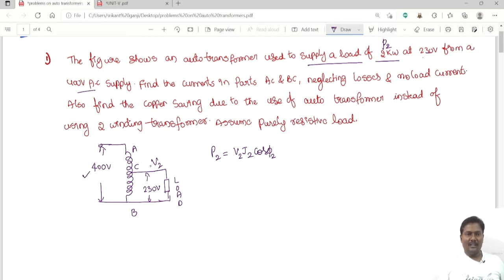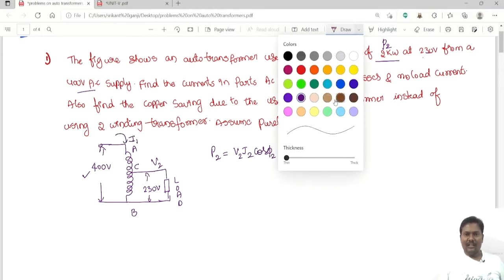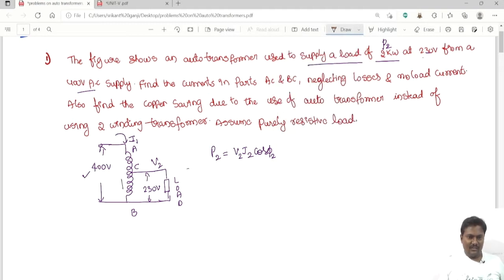Find the currents in parts AC. What is the current which is flowing in the AC section, and what is the current which is flowing in the BC section? This is I2, and this one is I2 minus I1, and it is a step down auto transformer, neglecting the losses and no load current. Also find the copper saving due to the use of auto transformer instead of using a 2 winding transformer.